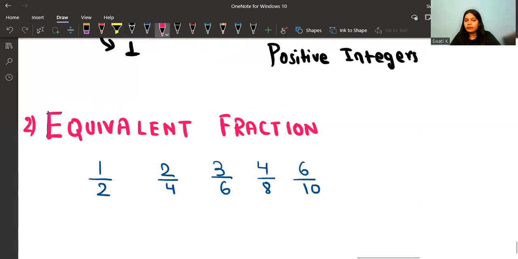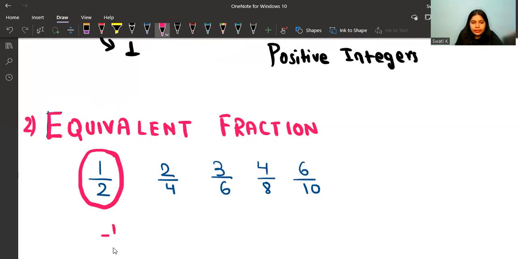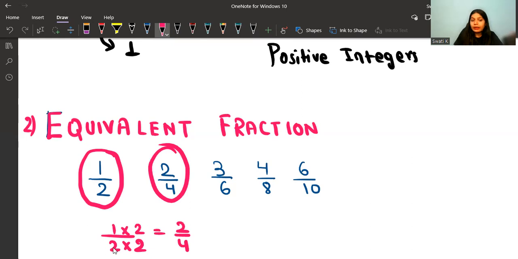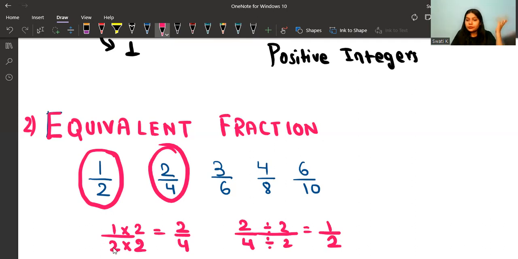Why are these called equivalent fractions? Because you can simply see that if this is the main fraction half, in this, if I just multiply by 2 in the numerator as well as in the denominator, it is going to be 2/4, which is our second fraction, right? And if I take the same fraction, that is 2/4, and if I divide by 2 in both the numerator as well as denominator, you can see that I'm going back to my answer. 2 divided by 2 is 1 and 4 divided by 2 is 2. So I got back this 1/2.